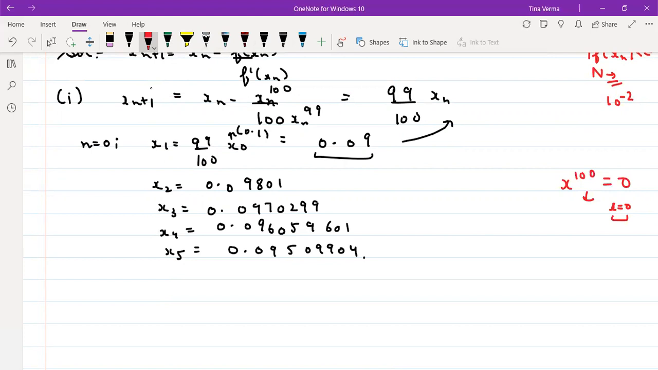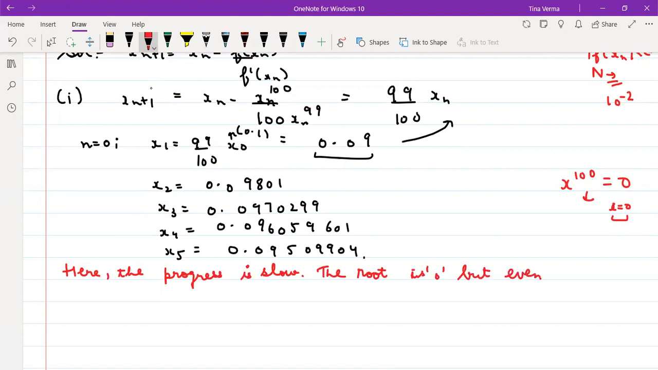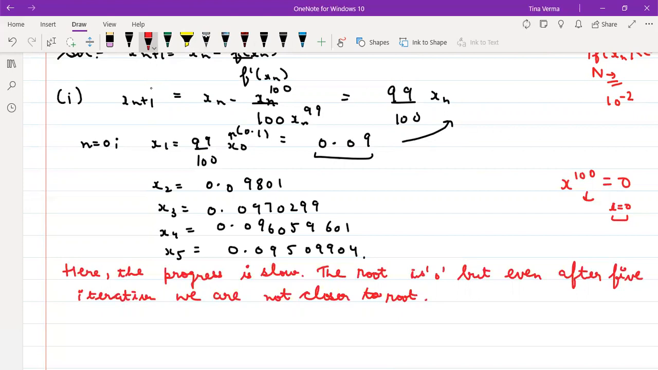Why is it so? So you can notice over here the progress is very slow. Here the progress is slow. The root, obviously the root is 0, but even after 5 iterations, or 5 steps, we are not closer to the root. Why is it occurring so? Because you are saying x is equal to 0 and f dash at 0 is also 0. That's why your progress is very slow. It will converge, but it will take a lot of iterations to converge.